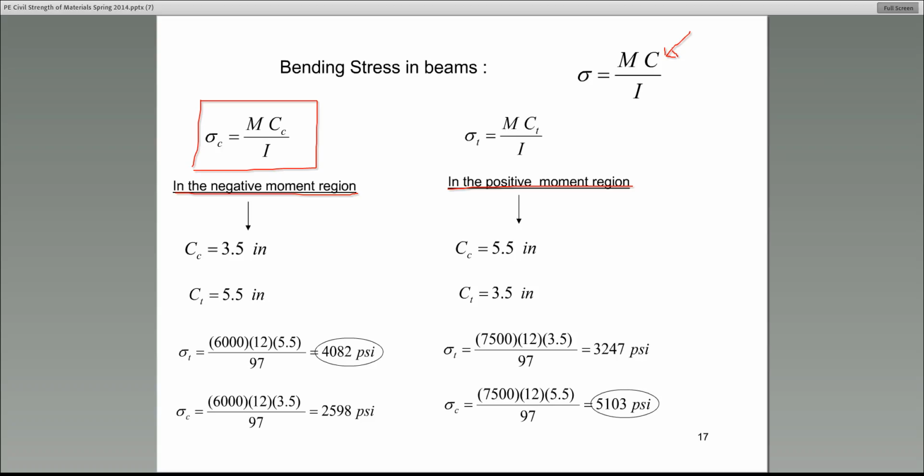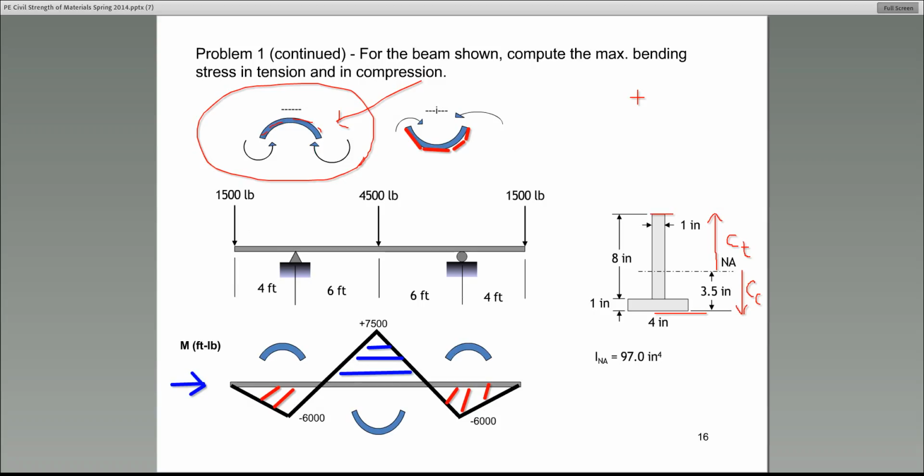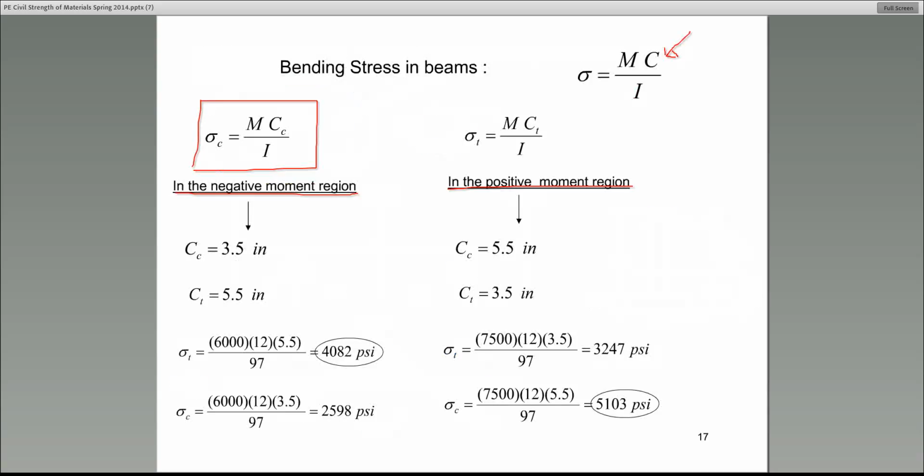In the negative moment region, let me switch back. In the negative moment region, C sub T is this distance, neutral axis to the top. So what's the value of it? Who can do the subtraction? It's 9 minus 3.5. What do we get? Helen, help me out. Yeah, Matthew says 5.5. Helen, I hope that you agree with that. So C sub T in the negative moment region is the distance between the neutral axis and the top, which is indeed 5.5. So there it is.